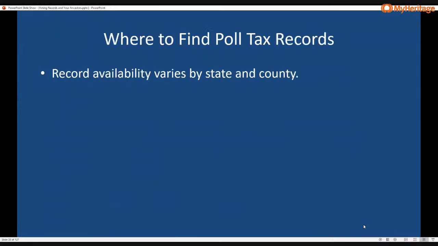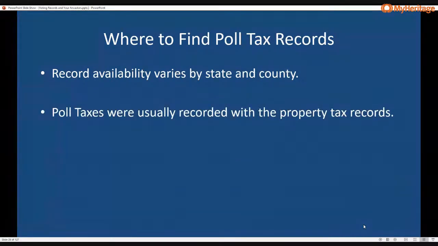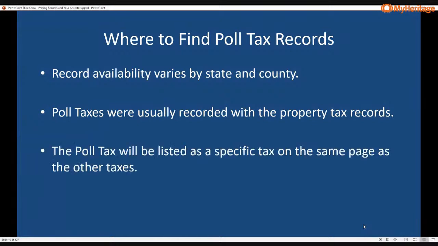So where are we going to find poll tax records? Record availability on these is going to vary by state, by county, depends on what's been saved, what's been preserved. But I've been able to find a lot of poll tax records when I do research in Tennessee, West Virginia, Ohio, Kentucky, places like that. These poll taxes were usually recorded with the property tax records. This is where you'll usually find the poll tax being paid right along with property taxes. And so many of us look for those property tax records. While you're looking for property tax records, also look for those poll tax records.